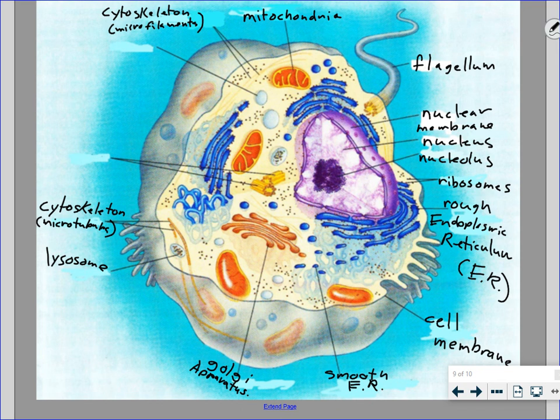All right, next thing on the list are these two little gear-shaped organelles. You will only find these in animal cells, and they are the centrioles. Now, the centriole's job is to help with cell division.